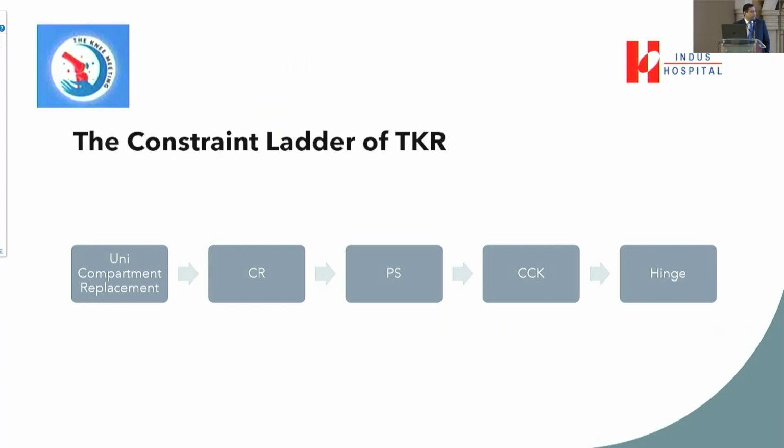So what is the constraint ladder of the TKR? This is what we were told when we were preparing for the exams: uni, CR, PS, CCK, and hinge. But actually, in clinical practice, this is not how it works usually because there is an overlap.